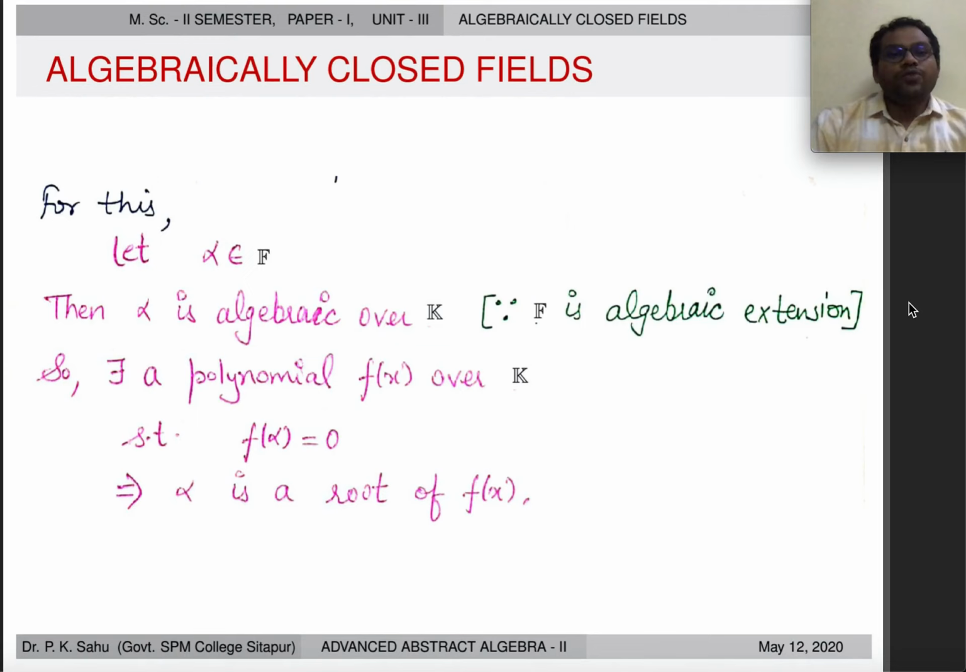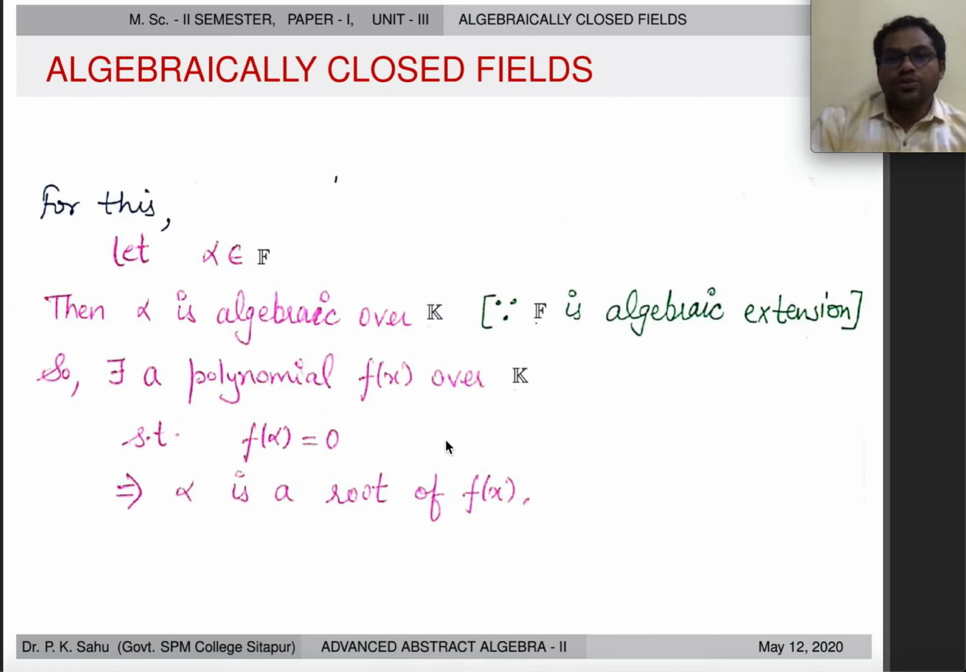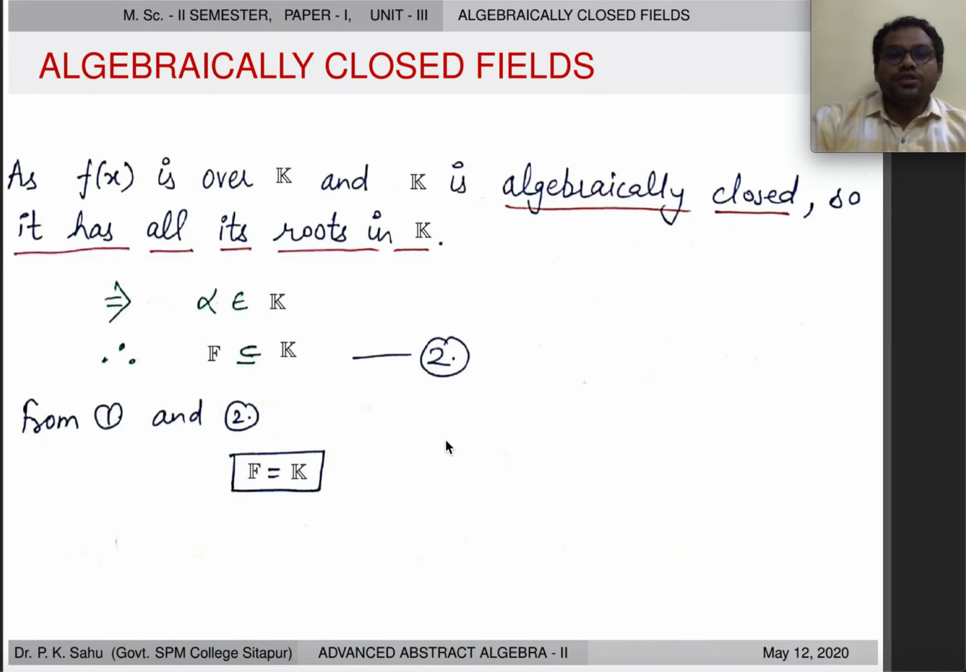Now for this we start with an alpha belonging to F. Then this alpha is algebraic over K because F is an algebraic extension. We have been given that F is an algebraic extension. So there exists a polynomial f(x) over K such that f(alpha) is equal to 0. This is from the definition of algebraic extension. So this implies alpha is a root of f(x). As f(x) is over K and K is algebraically closed, so by definition it has all its roots in K. So alpha lies in K.